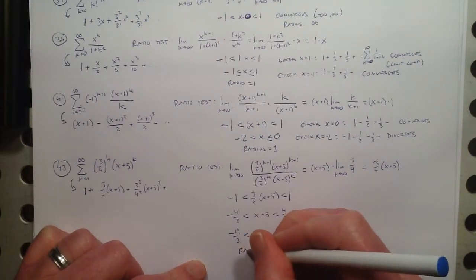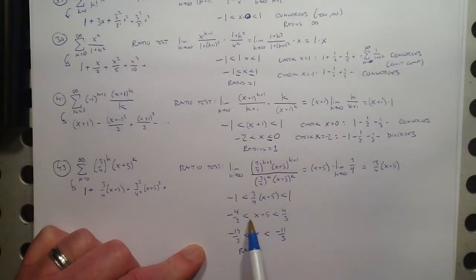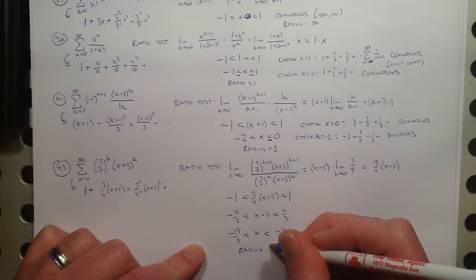And while we're at it, the radius here, probably easiest to see here, it goes up 4/3 and down 4/3 from negative 5. So the radius is 4/3.